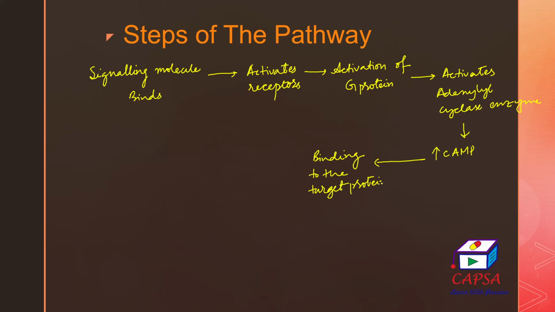Target protein, okay, means the target protein TP plus cyclic AMP binding. After binding, there will be a conformational change. Obviously, there will be a conformational change. As a result, cellular response occurs.